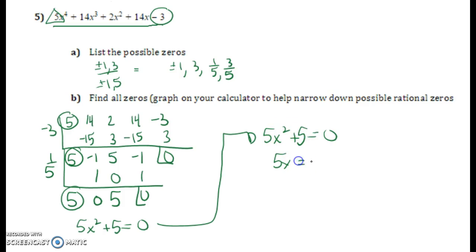So I'll go ahead and subtract the 5 from both sides. I'll divide by 5. That gives me x squared equals -1. So when I go to square root, I find that I've got two more zeros, and they're both imaginary. Plus or minus i is how I'd answer this.